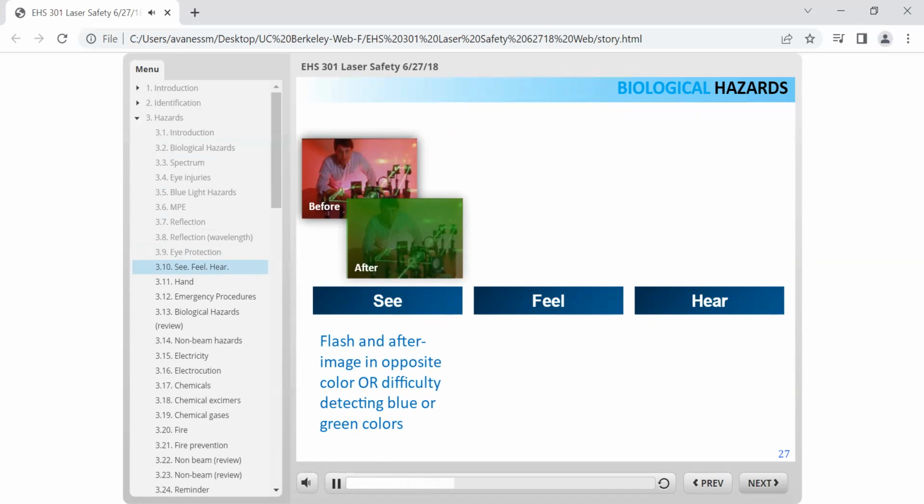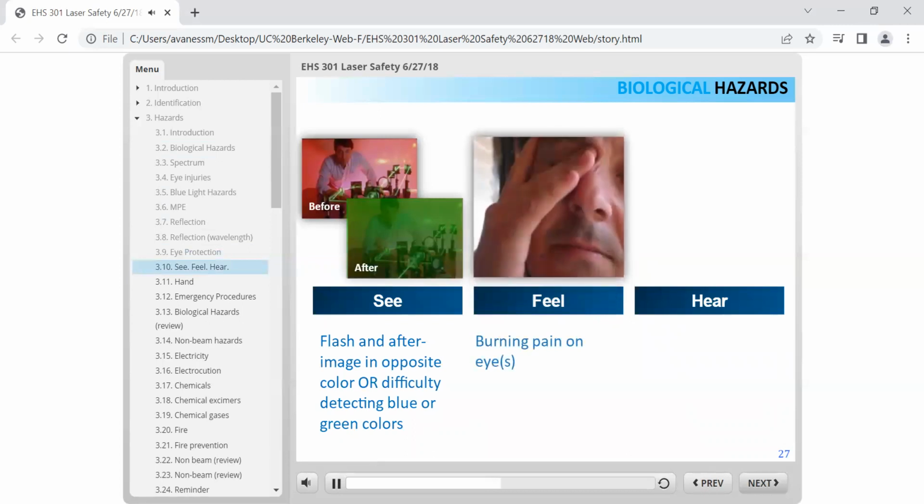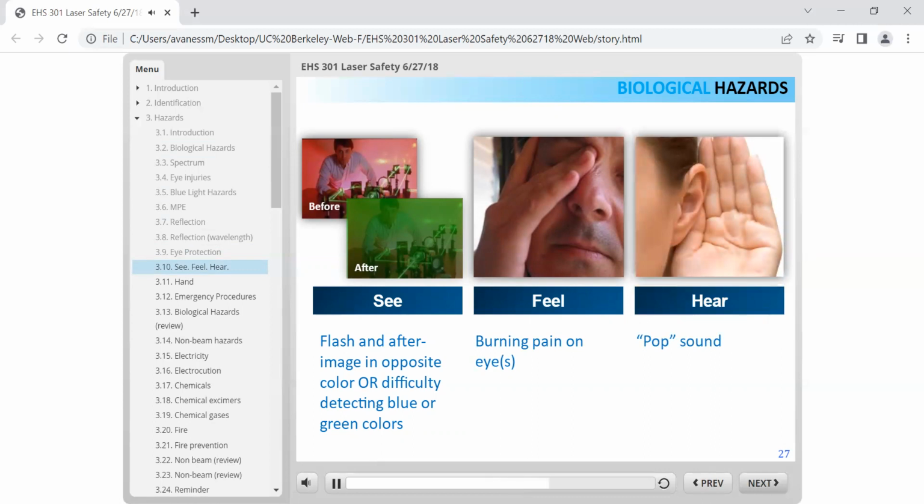When the retina is affected, there may be difficulty in detecting blue or green colors secondary to cone damage, and pigmentation of the retina may be detected. Exposure to an invisible carbon dioxide laser beam can be detected by a burning pain at the site of exposure on the cornea or sclera. Retinal damage may be associated with an audible pop at the time of exposure.